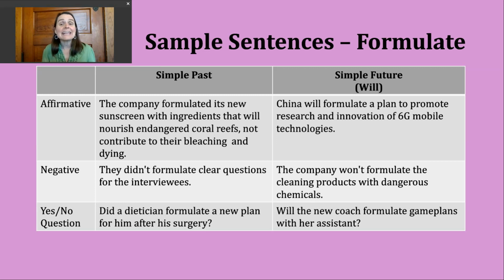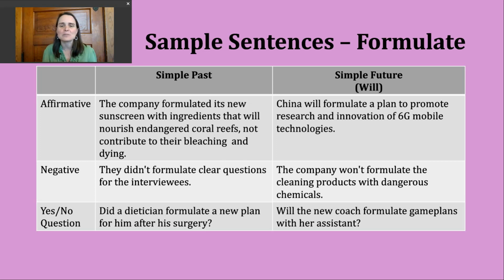Now, if I want to make a negative simple future sentence, my structure is to have my subject, then will not, and then the base verb. You might also hear the contraction won't. This is with a long O sound. I have many students tell me this word can be easily confused with W-A-N-T or W-E-N-T, but here, won't, long O. Hope you can hear that.